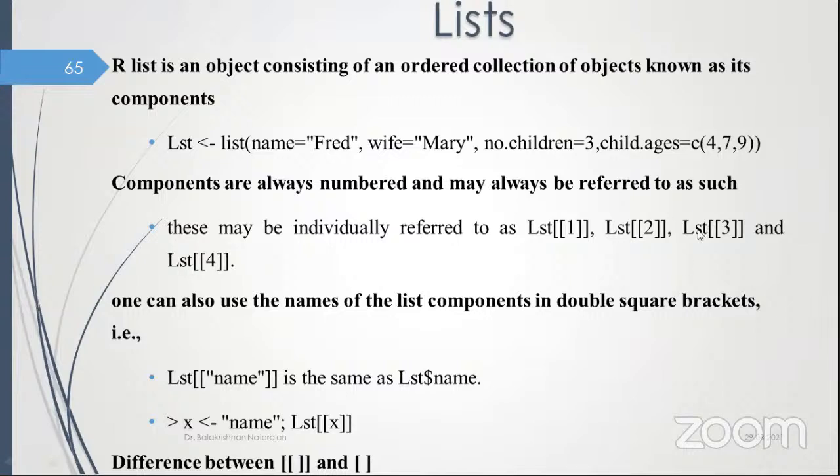As per this case, LST of 1 means the name of the family, Fred. Similarly, LST of 4 means the ages of the children. The main difference here is that if you refer with a single bracket, it will be referred to as an array, as a single value. But if you refer with double square brackets, it will be referred to as a list. I'll show the difference between these two operations. Let me first create the list.